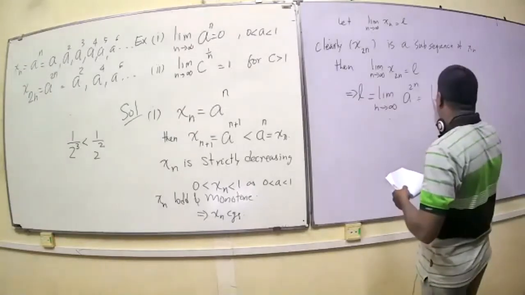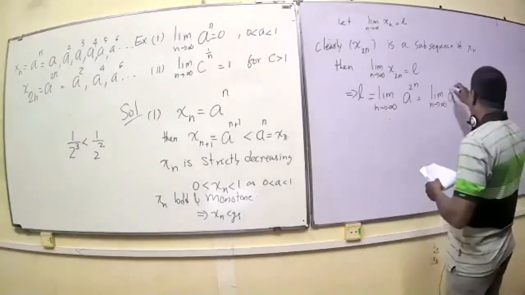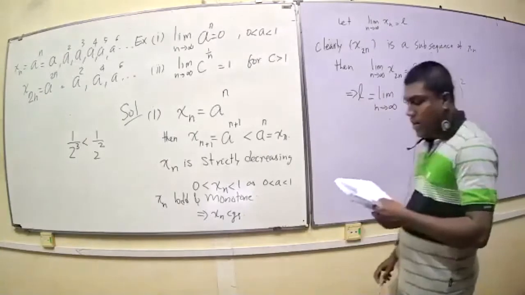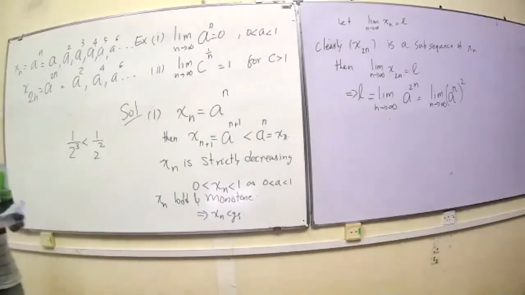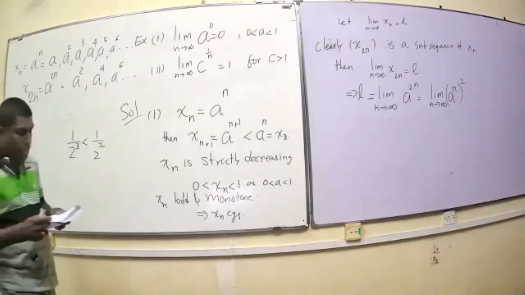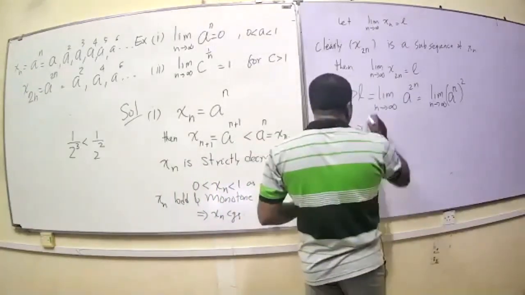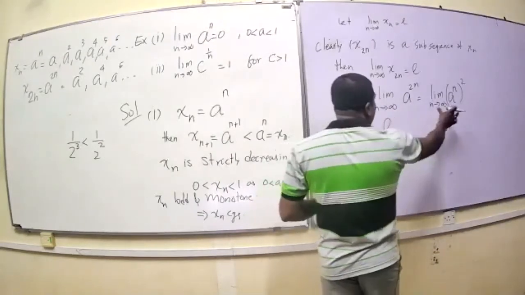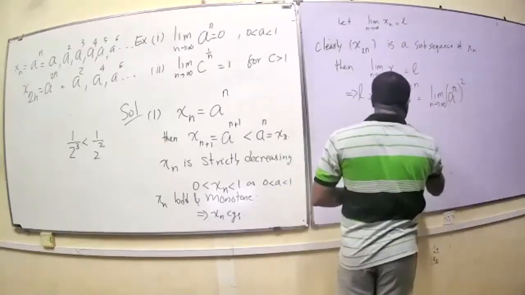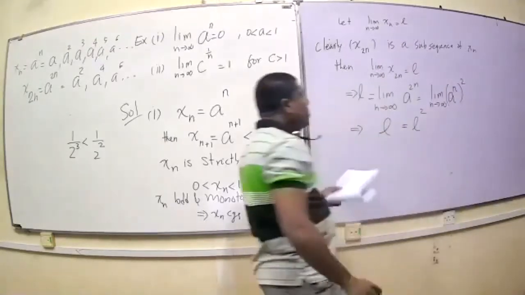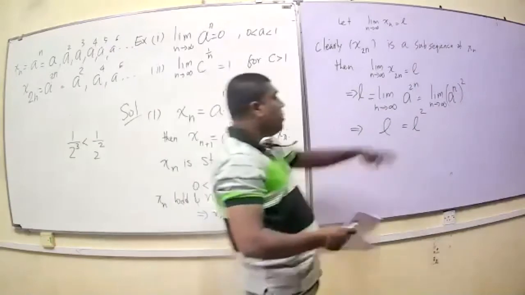But a to the power 2n is a to the power n quantity squared, right? So this is L, but you know the limit of this is also L. The limit of a to the power n is L, so that is L squared. So what you get is L is equal to L squared.